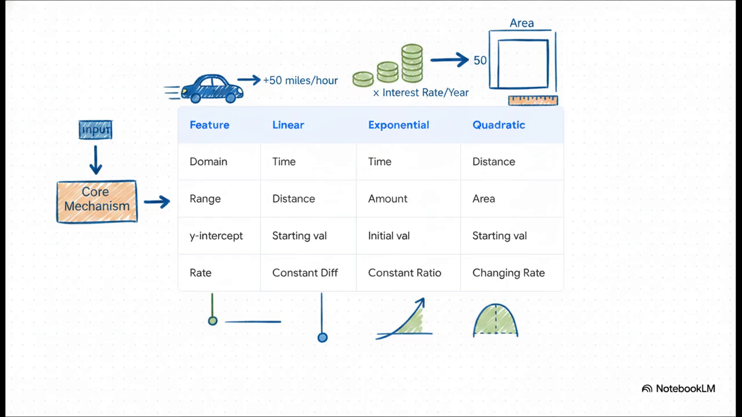Here's the deal. Linear relationships grow by a constant difference, like adding 50 miles for every single hour you drive. Exponential relationships, on the other hand, grow by a constant factor, or ratio. Think of it like money in a bank account multiplying by a set interest rate year after year. And quadratics, they rely on squaring the input, so the rate changes dynamically, kind of like how a straight distance expands into a squared area.